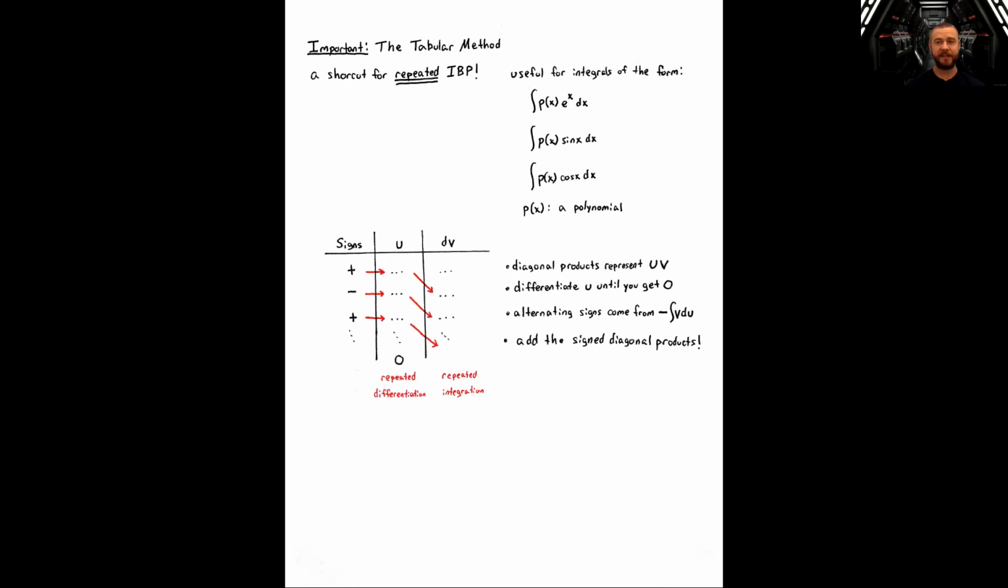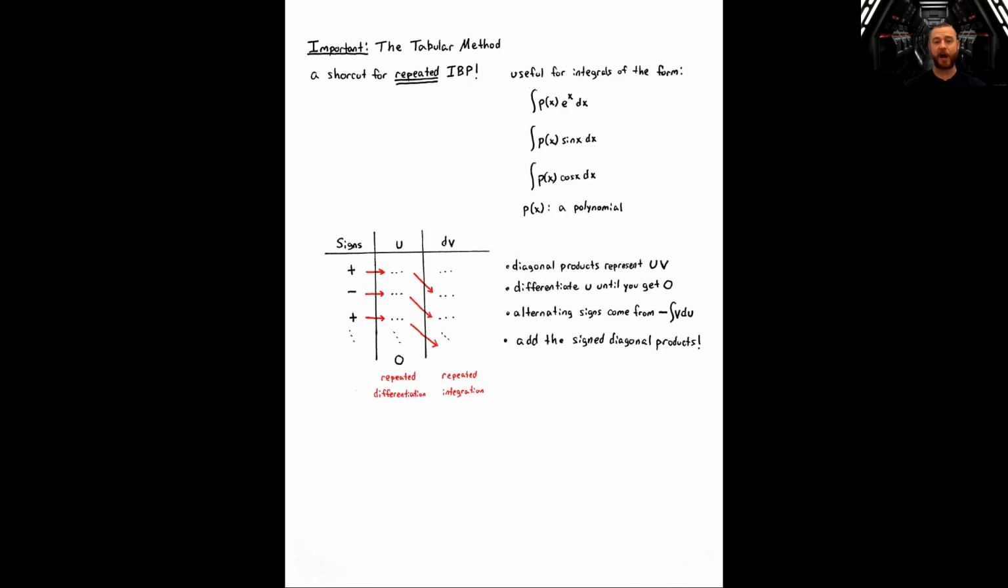The leftmost column is alternating signs. Now, where do the alternating signs come from? Well, we basically saw that in example 2. The first integration by parts gives you minus the integral of v du. Maybe that integral of v du has another minus in it. Minus and negative cancels to a plus. So we have alternating signs. This kind of automatically accounts for that with repeated integration by parts. We always start with a plus and then alternate down.